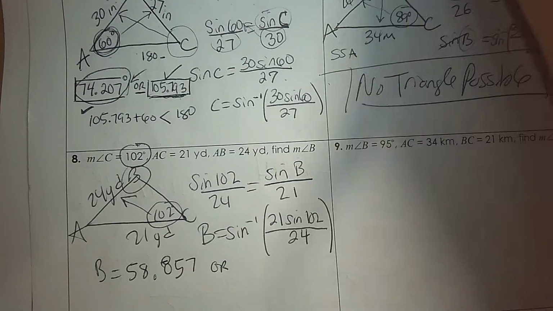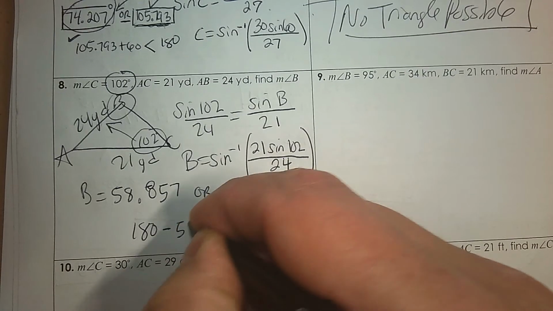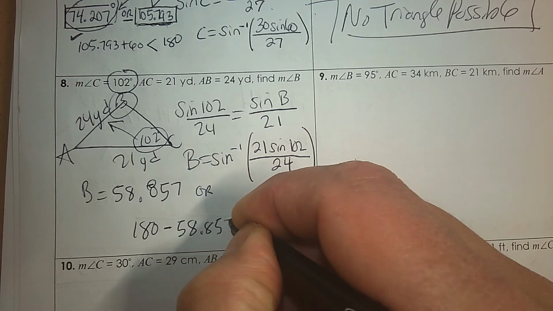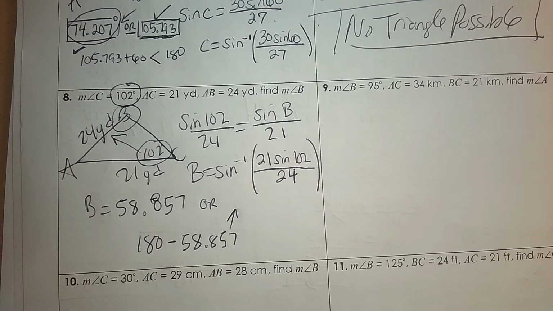Now, how do I find the obtuse angle? Is I go 180 subtract what I just found. So, in your calculator, you need to go 180 subtract.